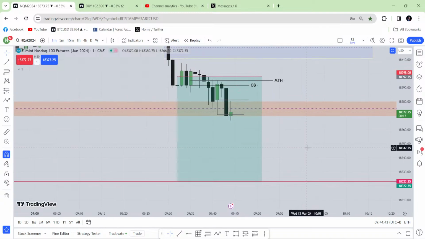If this trade you took works, it means you are 100% right about premium and discount optimal trade entry.